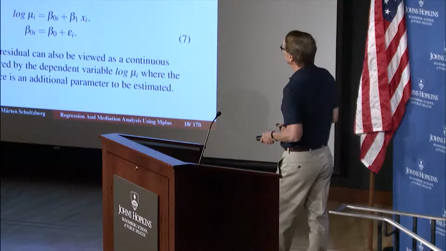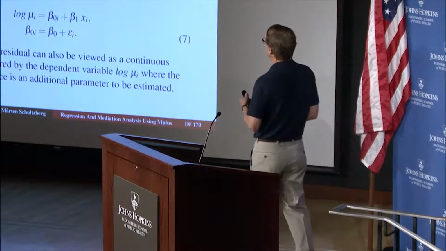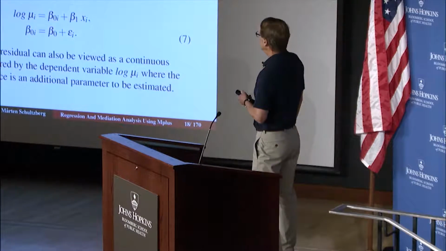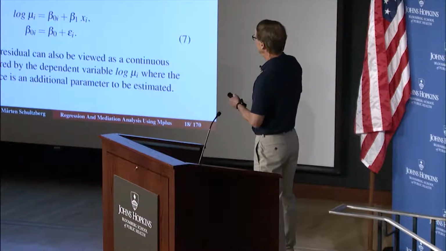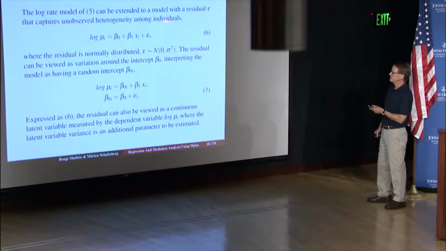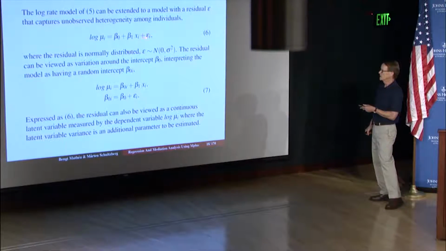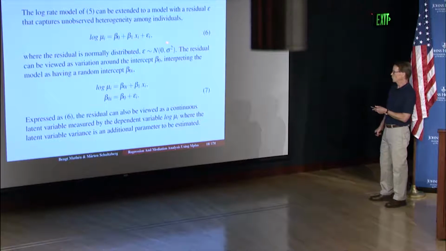Now, the Poisson model can be extended to have a random intercept. And you write this then first as the linear equation that we had before, plus a residual, which can capture unobserved heterogeneity, just like regular linear regression. And that can be assumed to be normally distributed.